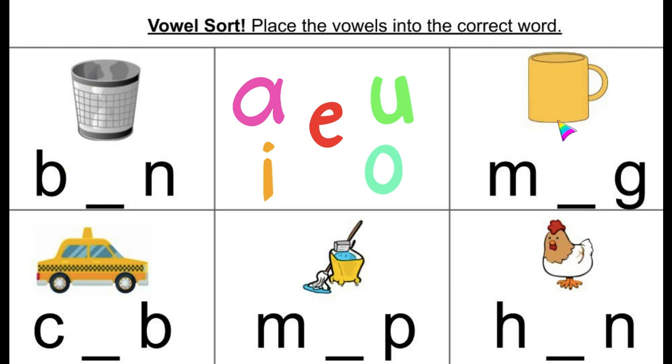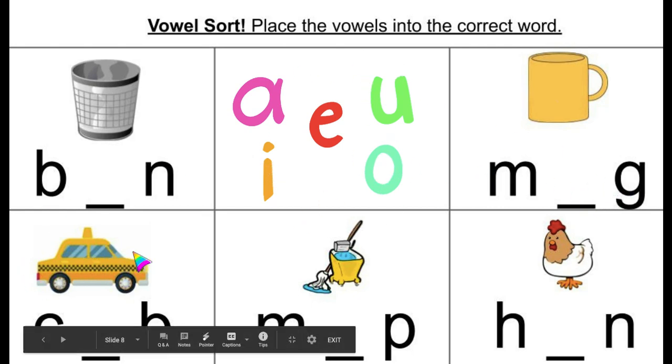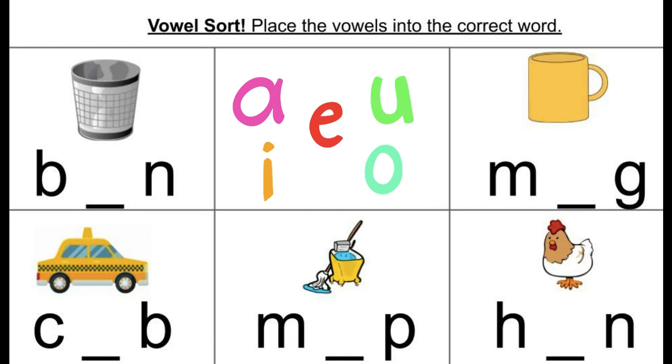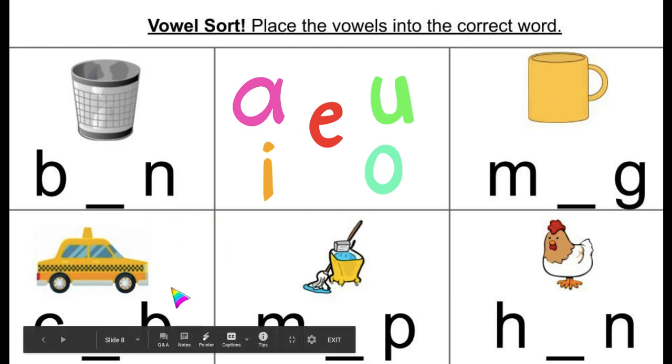Now let's look at this picture here. This is not a cup, because cup starts with a k. This is a mug. M-U-G. Mug. So you have to pick the letter over here that makes the sound and drag it over to the space. This right here is not a car. This is called a cab. K-A-B. So you need to find the letter that makes the sound, and you need to drag it over here and put it down here.